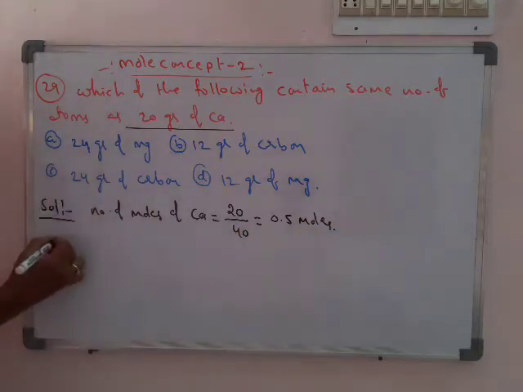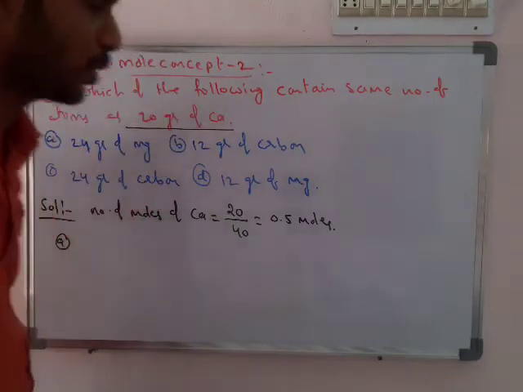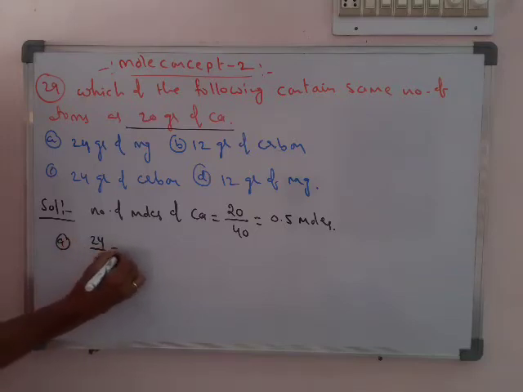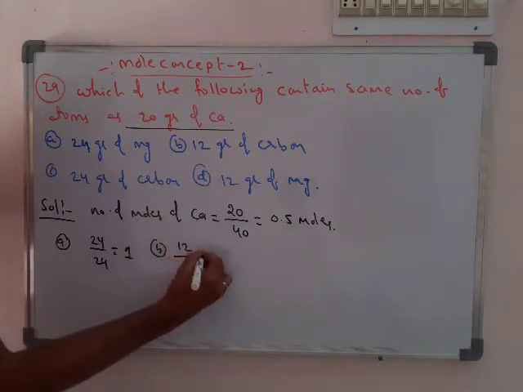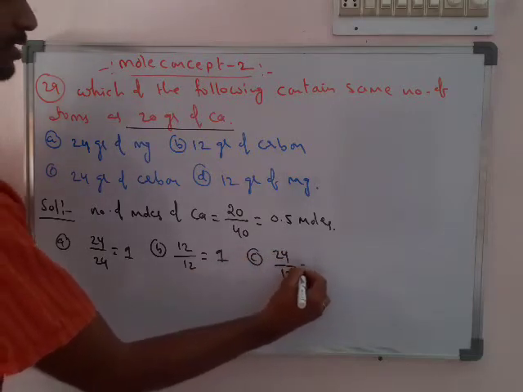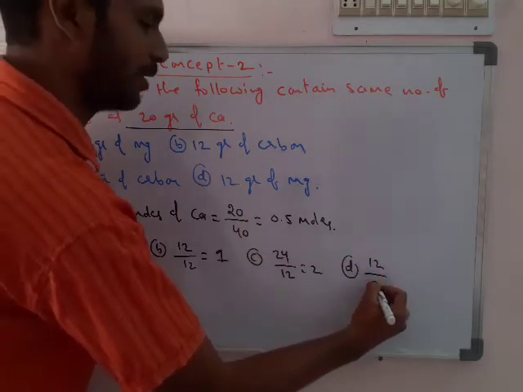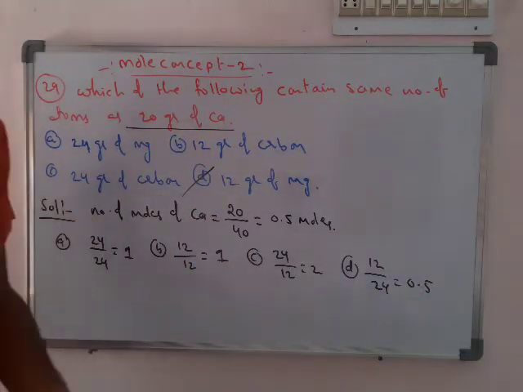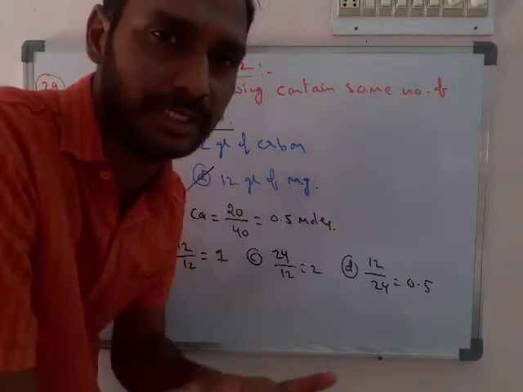Now compare with all options. There may be multiple answers also, I think, so let's check the options. 24 grams of magnesium: weight by atomic weight is 1 mole. Next, 12 grams of carbon: atomic weight is also 12, so that is also 1 mole. Next, 24 grams of carbon is 2 moles. Next, 12 grams of magnesium: atomic weight is 24, so that is 0.5 moles. So the answer is 12 grams of magnesium. Always remember, just compare the number of moles, not the weight.